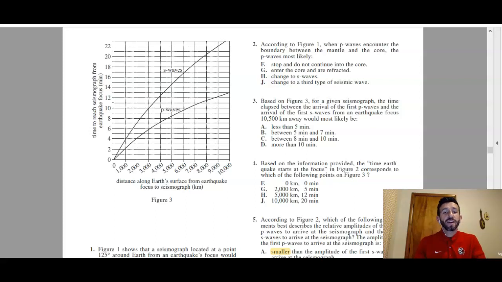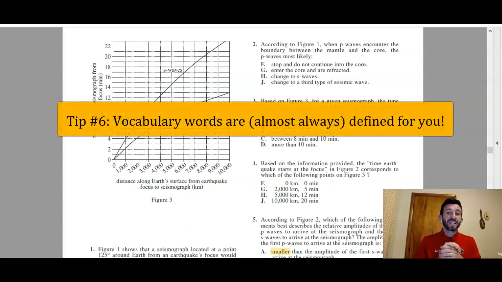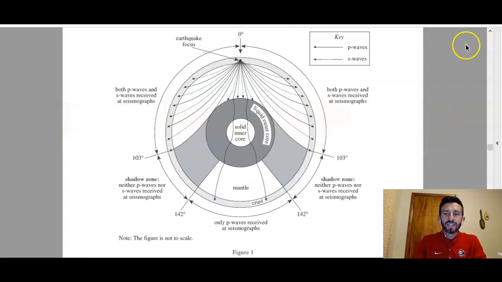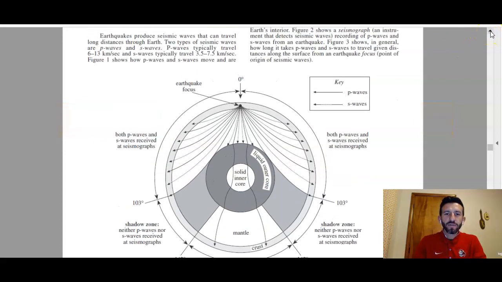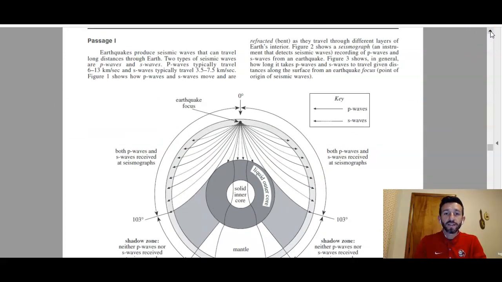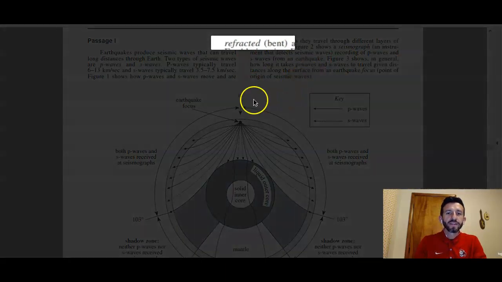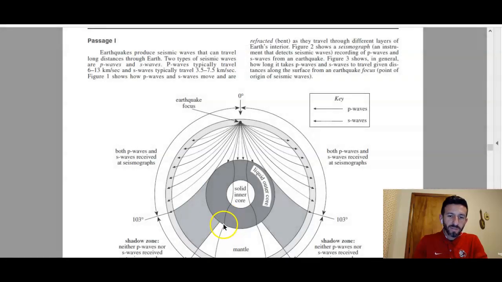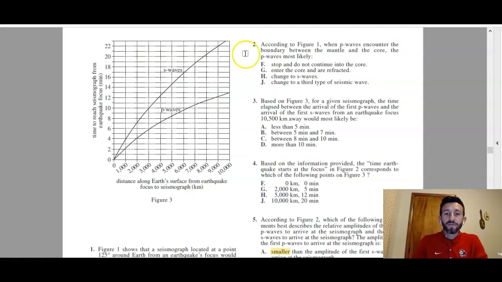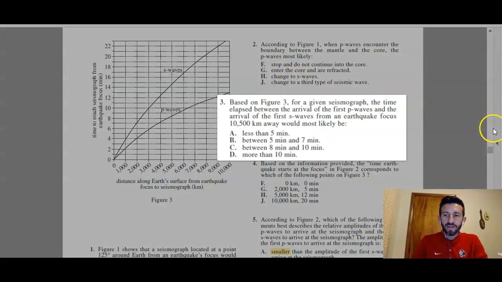Here's the cool thing about the ACT, and this is tip number 6: vocabulary words are almost always defined for you. So let's see if we can scan the text really quick for something that says refracted. And lo and behold, right there. Refracted means bent. The definition is in parentheses. And that's what we saw here. This P wave got bent. So there we go. The answer is G. All right, awesome.